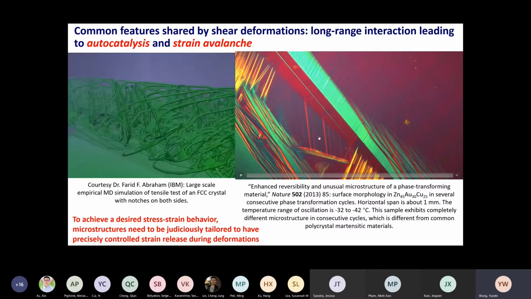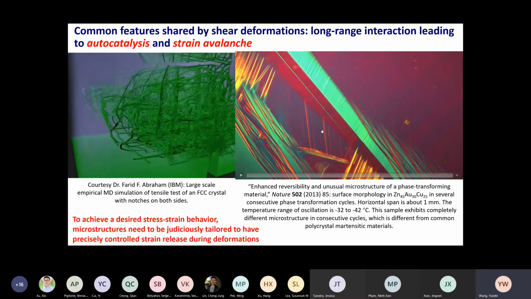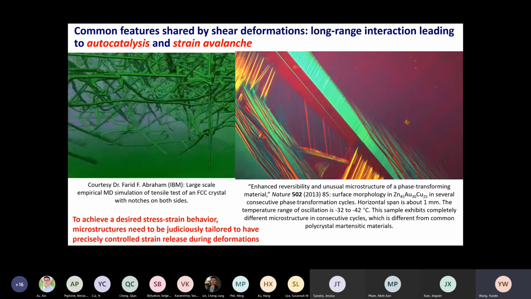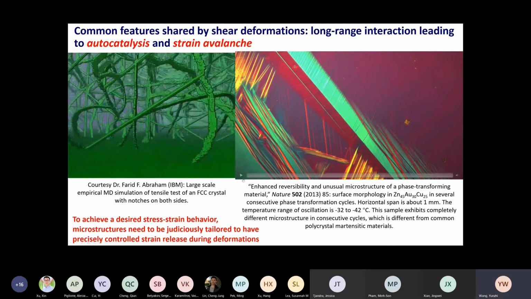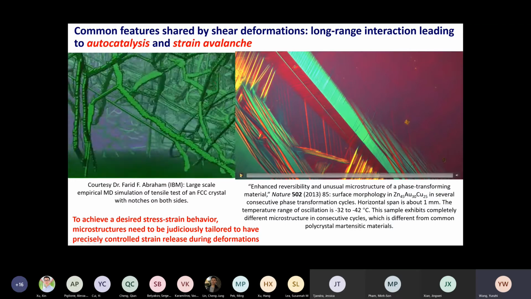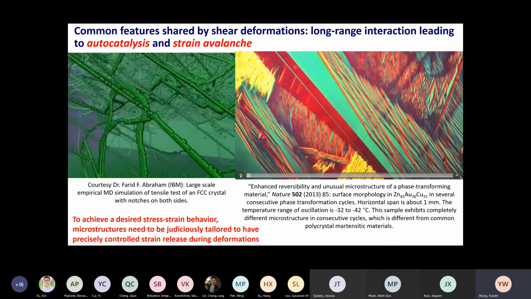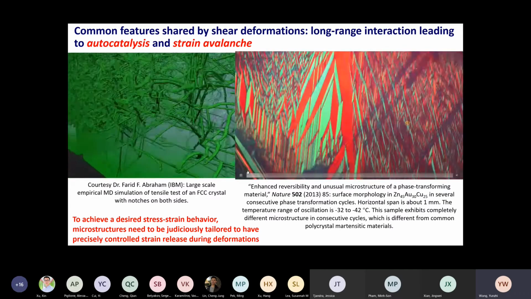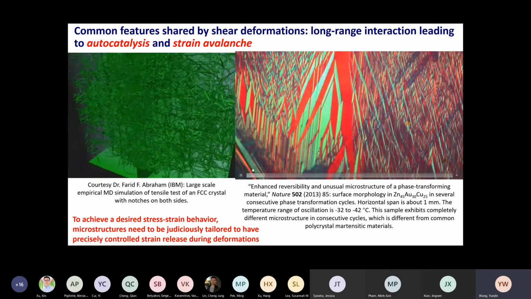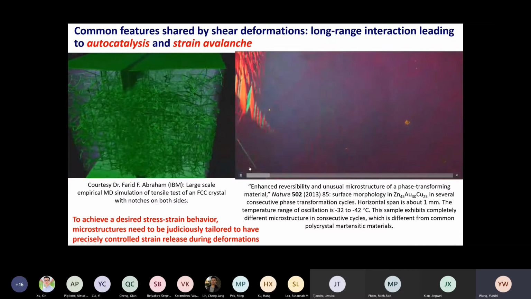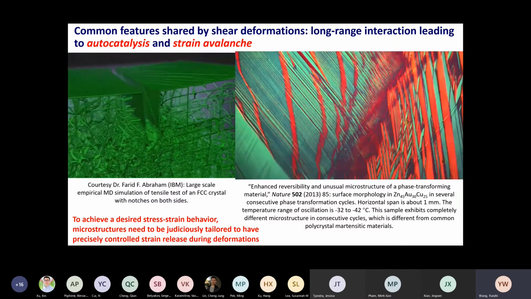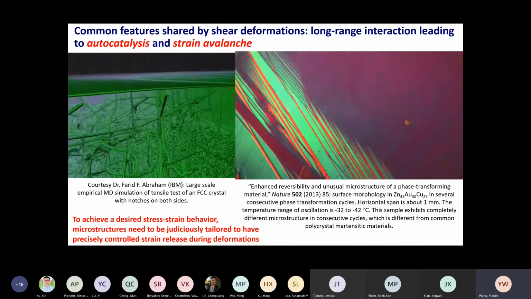So this is the real martensitic transformation. The paper was published in Nature about 10 years ago or so. You can see that this is doing thermal cycling. When the transformation starts, the martensitic transformation starts from this corner. And after it starts, you have this avalanche effect. It just goes very quickly. You're going to have a strain avalanche or strain burst.